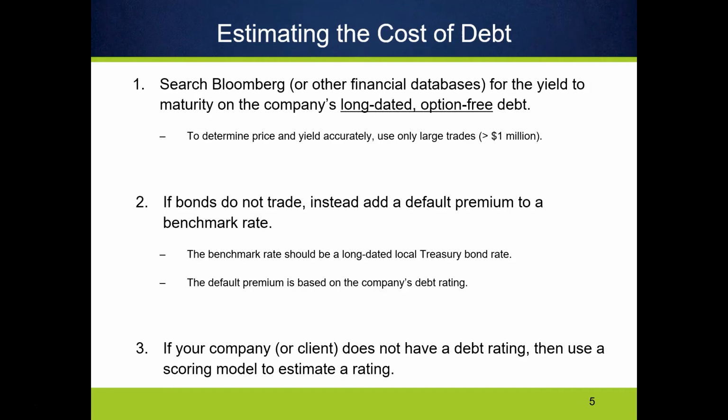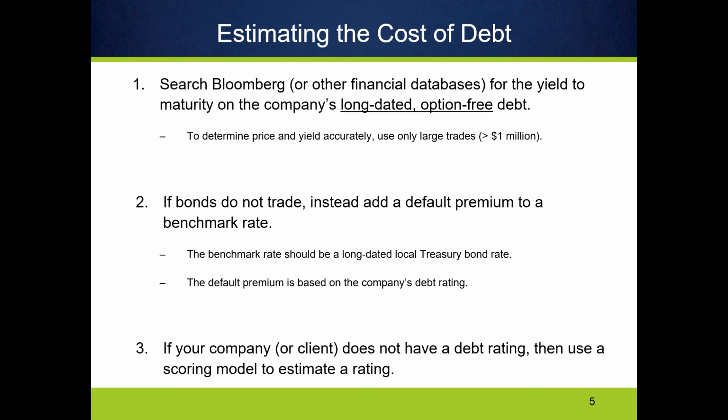Okay. First step, we find the price. Second step, we estimate the cost of debt. And again, this is a pretty straightforward process. Public bonds are public data, so we can look at financial databases like Bloomberg or something called TRACE, which is a bond trade database. And what we're looking for is long-dated companies, meaning they have about 10 years until maturity, with option-free debt.